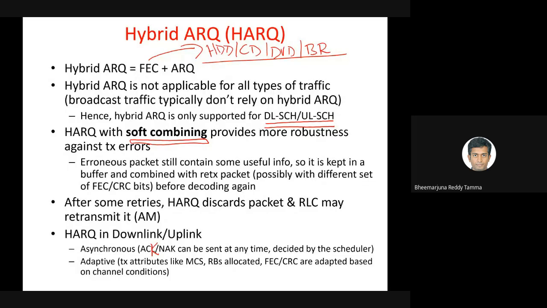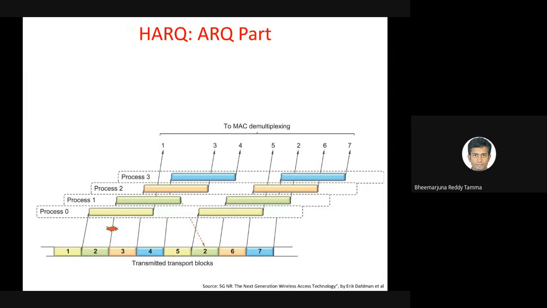Depending on the channel conditions, you decide what should be the MCS and how many FEC bits you want to set. And depending on the packet size, you set whether it should be CRC16 or CRC24. So all of them are highly configurable and adapted based on the channel conditions. So let's look at this illustration, which shows the ARQ.